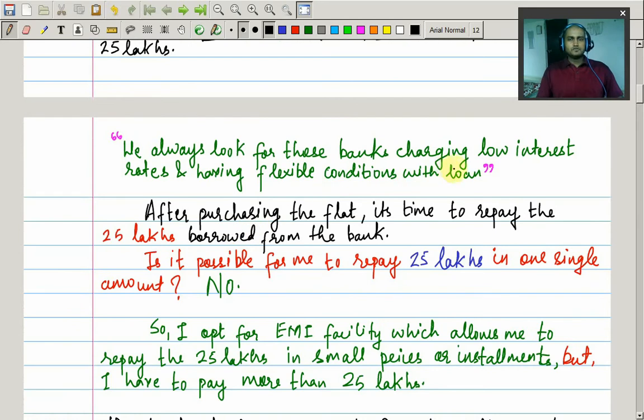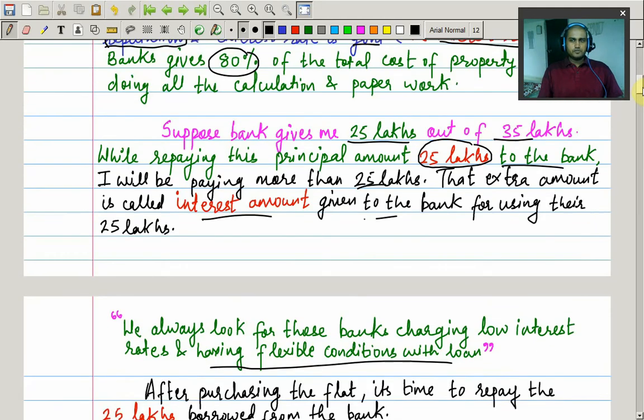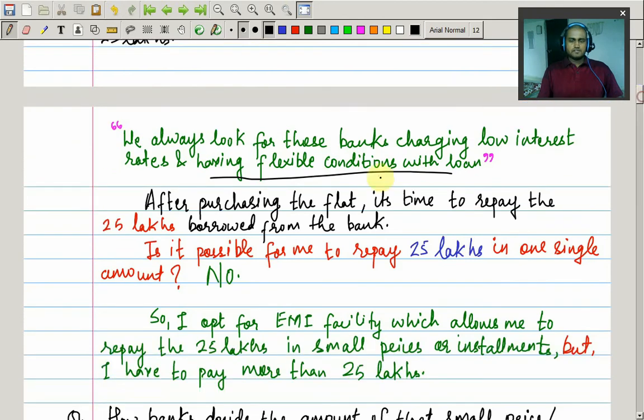We always look for those banks charging low interest rates and having flexible conditions with loan. That's why I have said good reputed banks which are very flexible with the conditions. Means they give flexible conditions with repayment of loans. If I want to shift my loan to some other bank, they allow it very easily. And if I want to deposit a lump sum amount, they also allow that facility. So we always look for such banks.